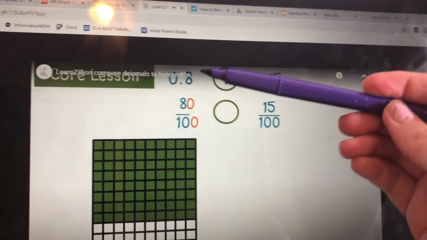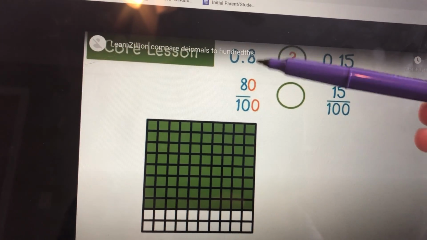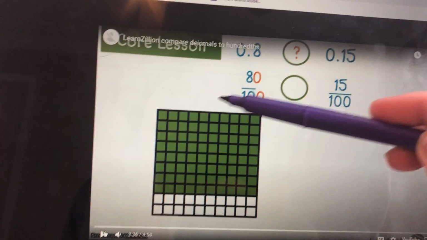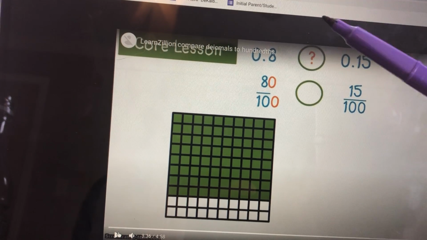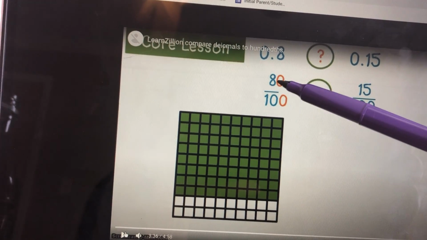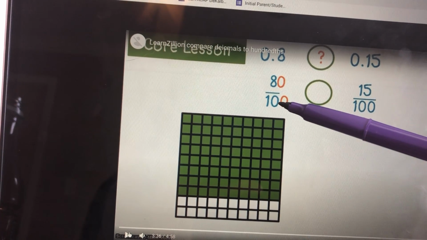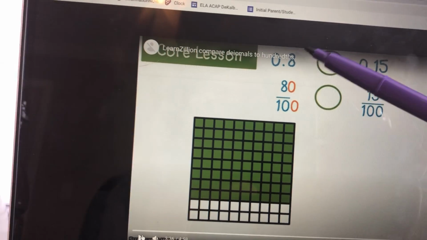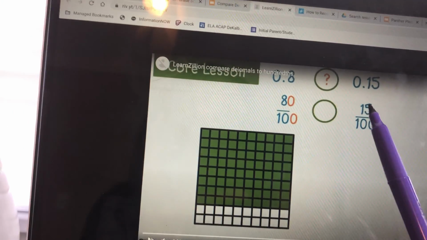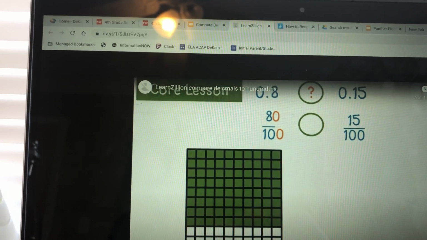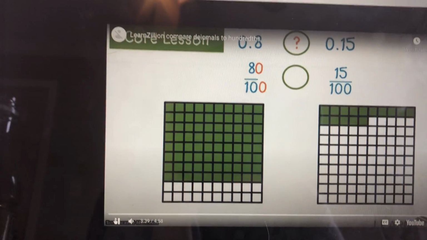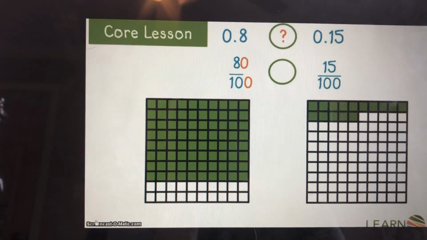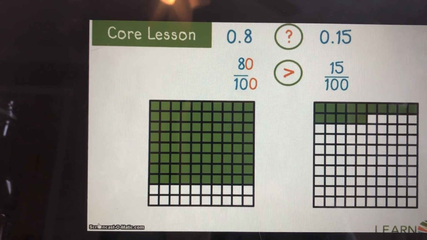So it's easy to change this 8 tenths into hundredths, because if they are both in the hundredths place, then all we have to do is look at the bigger number. So 8 tenths is the same thing as 80 hundredths. So all we have to do is just put a 0 there in that hundredths place. Now which one's bigger, 80 or 15? 80 is the one that's bigger. And on the right side we have 15 out of 100. So now we're comparing 80 hundredths and 15 hundredths, and we can see that 80 hundredths is greater than 15 hundredths.